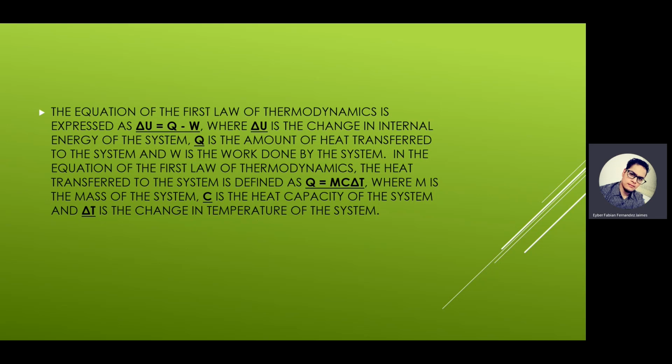In the equation of the first law of thermodynamics, the heat transferred to the system is defined as Q equals m C delta T, where m is the mass of the system, C is the heat capacity of the system, and delta T is the change in the temperature of the system.